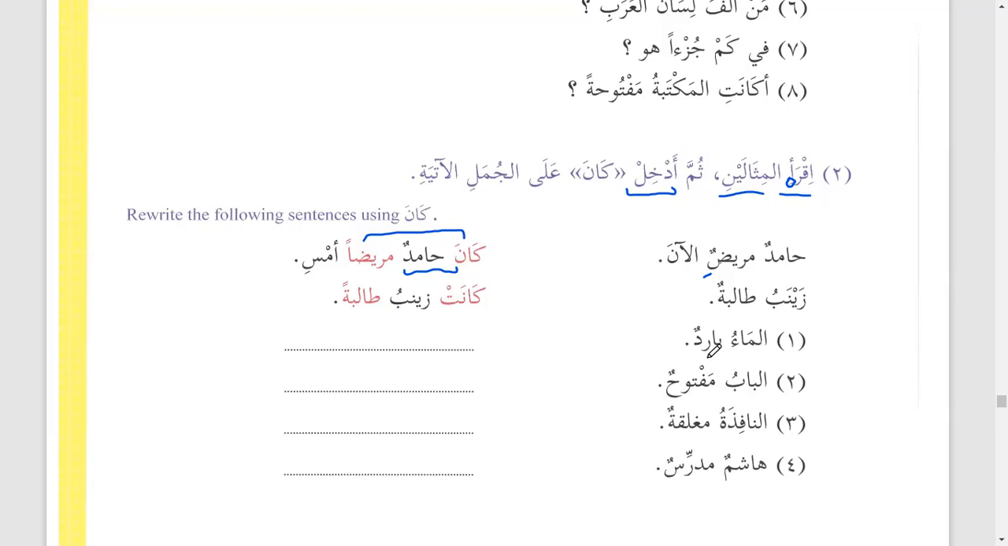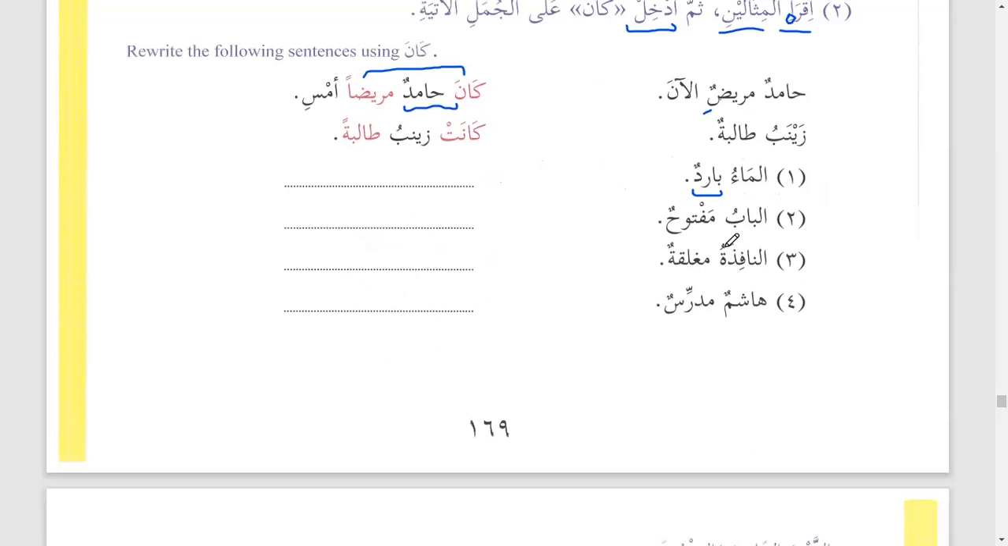Al-ma'u baridun. Water is cold. Kana al-ma'u baridan. So we have to enter kana, and then we have to look at the predicate, and change the predicate into mansub. Kana al-ma'u baridan. Water was cold.